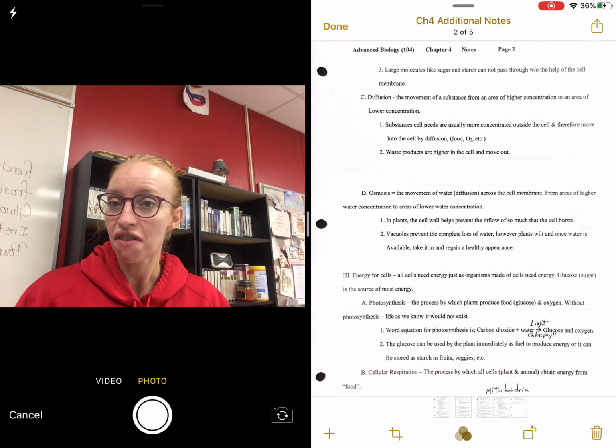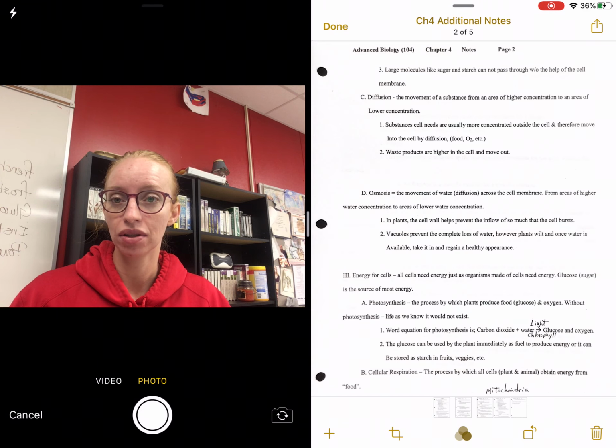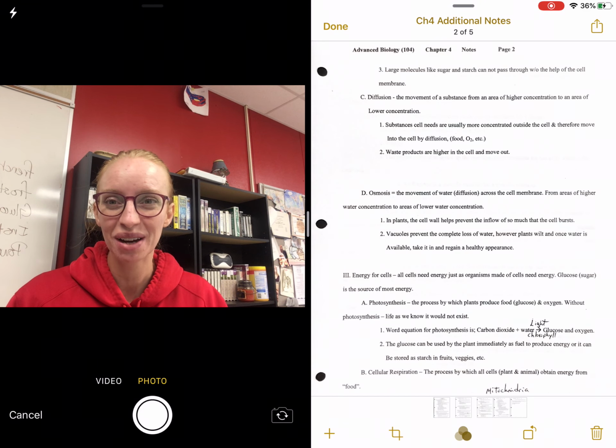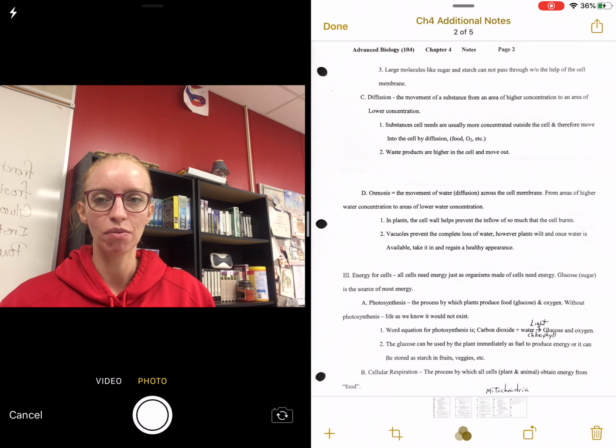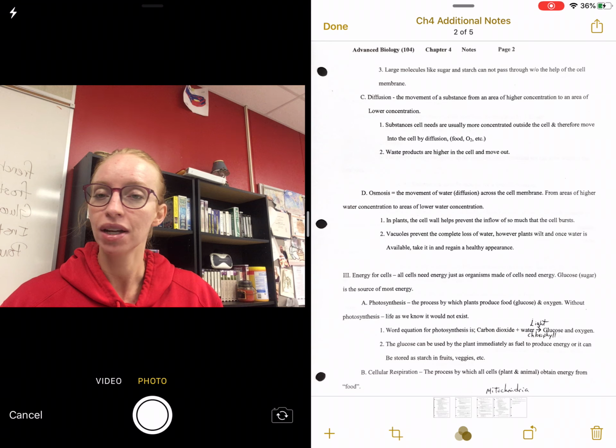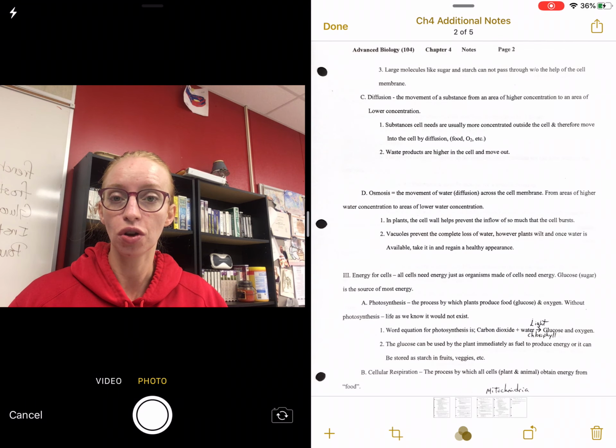Water is a specific kind of diffusion. It's talking about, or osmosis, sorry, it's a specific kind of diffusion talking just about water, and it's where water moves across the cell membrane, again, from high to low. In plants, the cell wall helps prevent the inflow of so much that the cell bursts, so it kind of acts as a little barrier there.